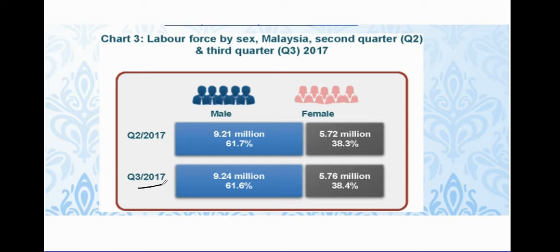Now, if you look at quarter 3 2017 over here, we find that the labor force participation rate of male in Malaysia is about 61.8%. In contrast, the labor force participation rate for female in Malaysia, Q3 2017 is just 38.4%. That means there are many working age female who are not yet in the labor force category. So we need to understand why many working age female are not joining the labor force. That's an important research question that we need to find out the answer.